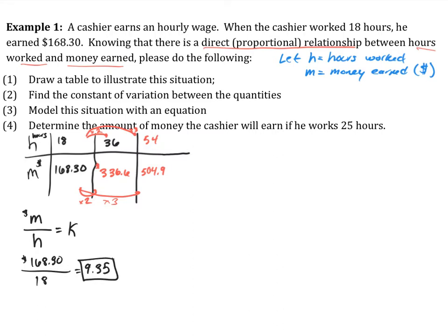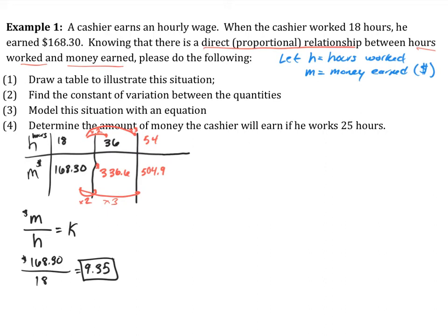And you'll find that if you take the other two ratios that we found here, 336.6 divided by 36, that will also reduce to this quantity. 504.9 divided by 54, that will also reduce to this quantity. That is the constant of variation.